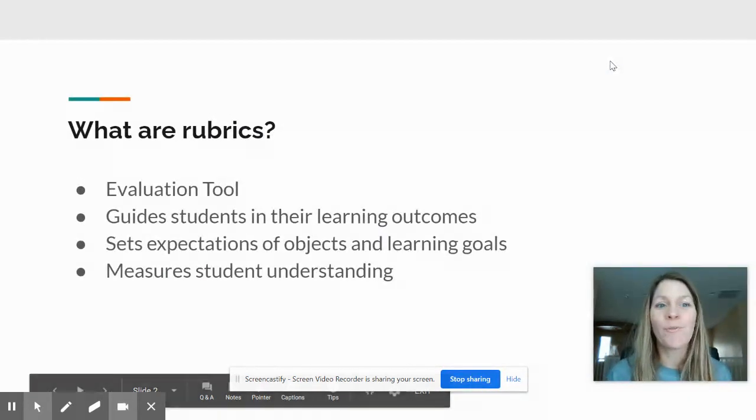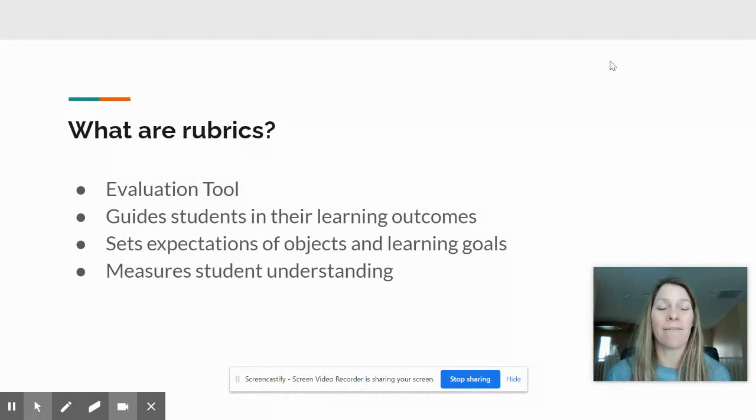So, rubrics, what are they? They are a really crucial evaluation tool that teachers and students will both benefit from. This guides students with their learning outcomes and also sets the expectations of the learning objectives and what the goals are. And it's a clear way for both the teacher and the student to understand the measurement that they will be graded upon.